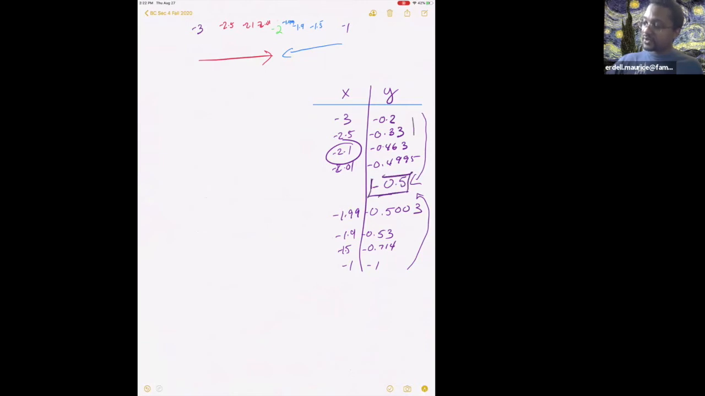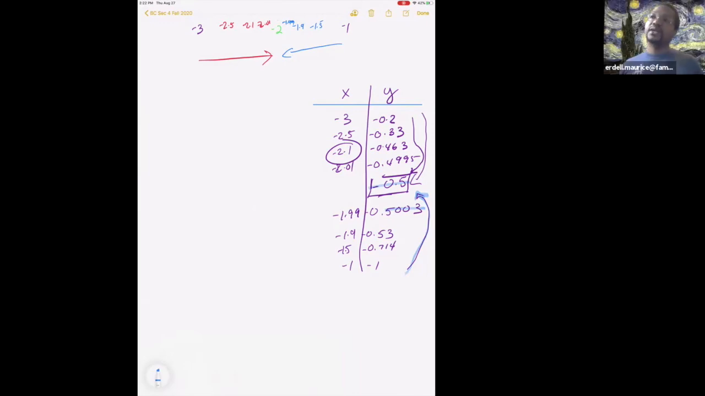These sets of numbers are getting closer and closer to a number. That number is -0.5. These numbers down here are also getting close to a number, that number is -0.5. And so we say the limit is that number. Okay?